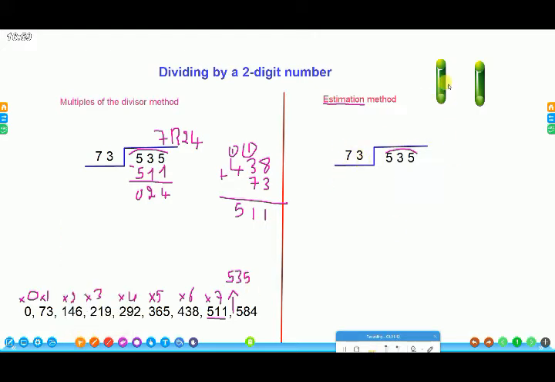in the divisor, we hide the ones digit. 3 is the ones digit, we hide it. And in the dividend, since we took all the number, we hide the ones digit. In 535, 5 is the ones digit. We also hide it. Now we divide 53, the remaining number, by the remaining number, which is 7. 53 divided by 7, we can guess how many groups of 7 we can make with 53 easily, because we know the multiplication table of 7.